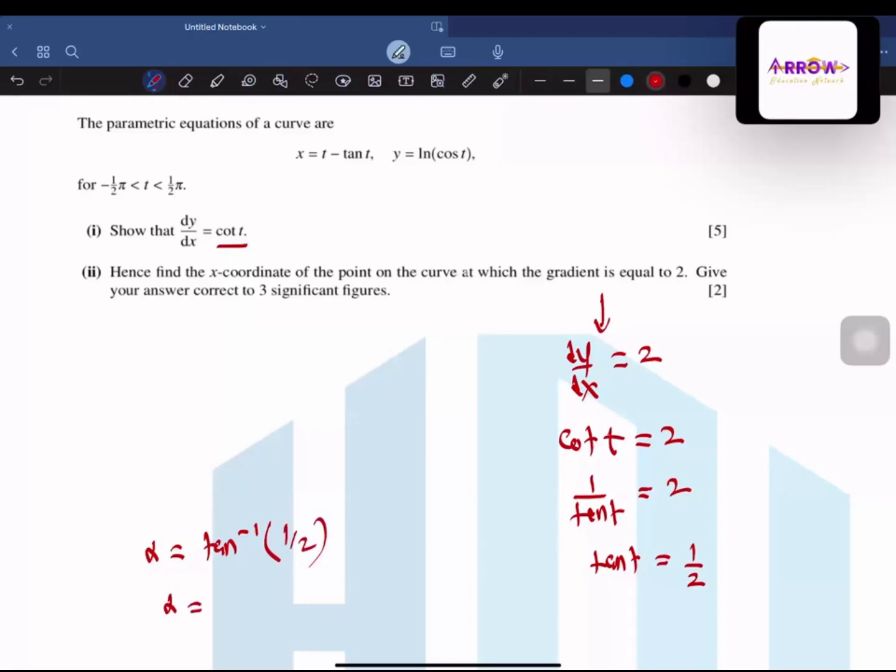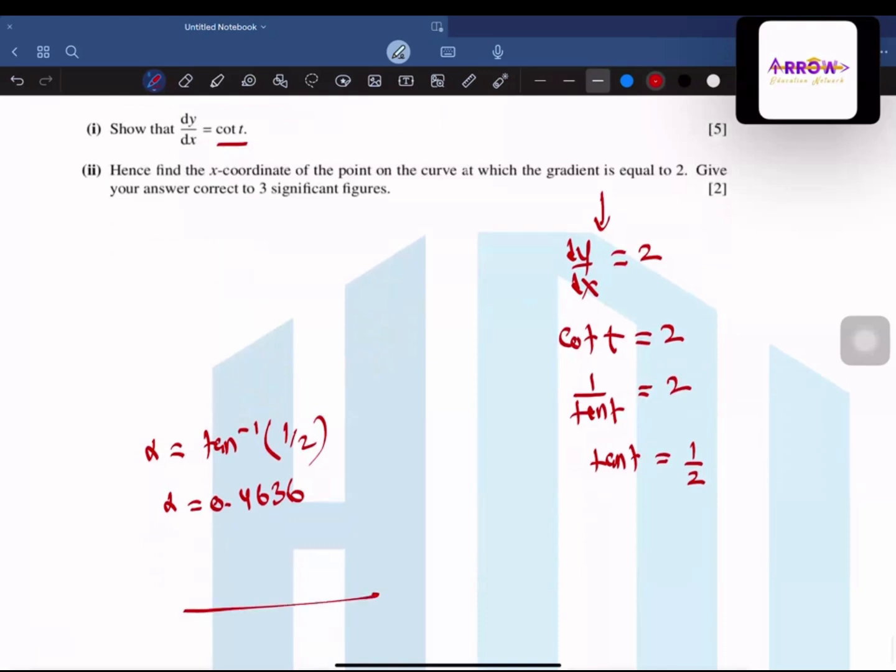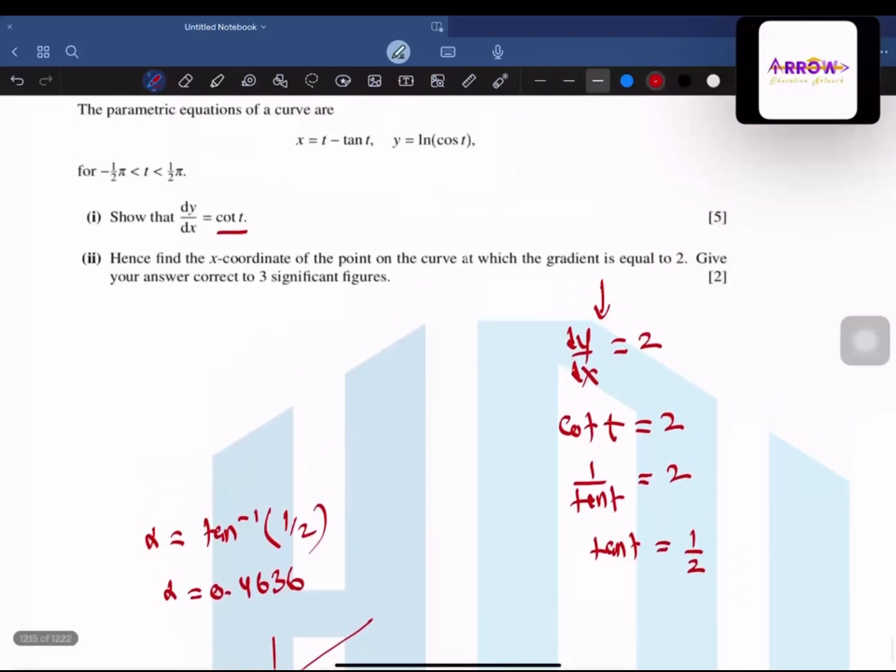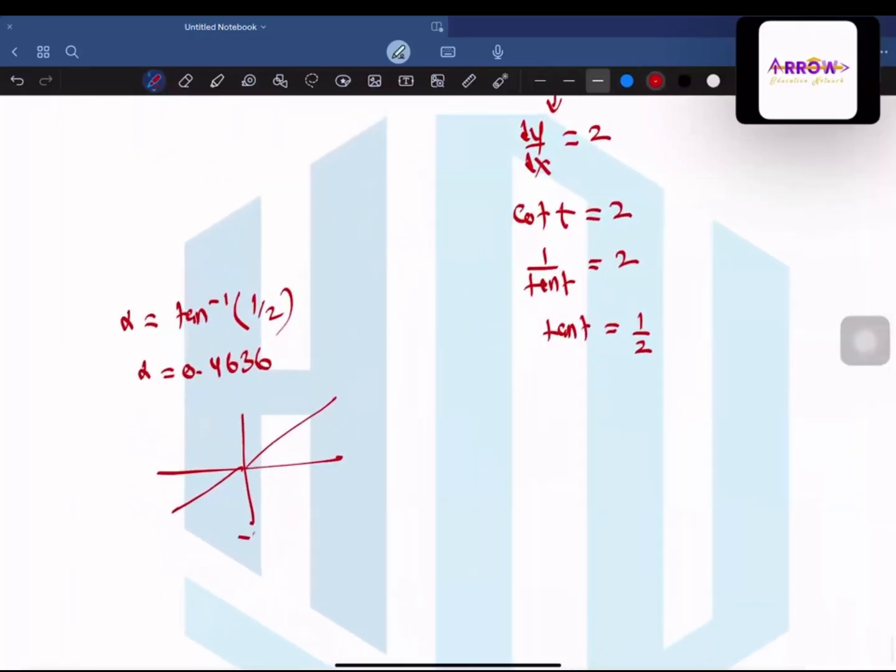Your calculator must be in radian mode. So tan inverse half is supposed to be 0.4636. I'm going to pick this alpha correct to 4SF. This is the basic angle alpha. And as we know that we are dealing with a positive value of tan, and tan is positive in the first quadrant and the third quadrant. Since the interval is minus pi over 2 till pi over 2, we are going to only deal with the first quadrant.